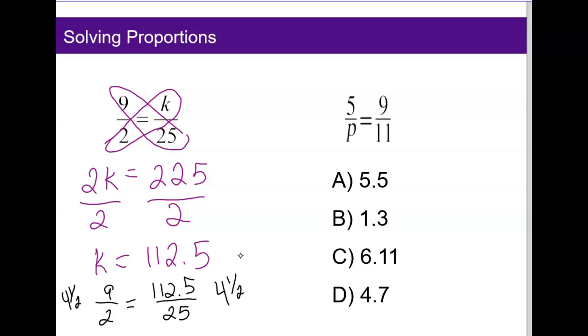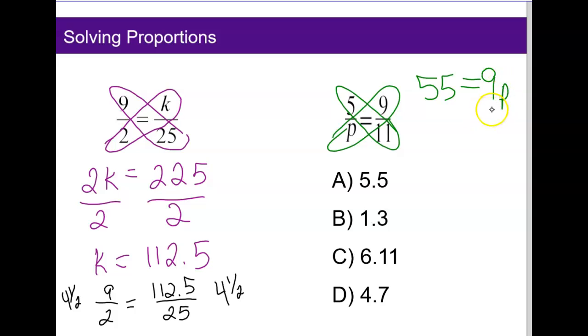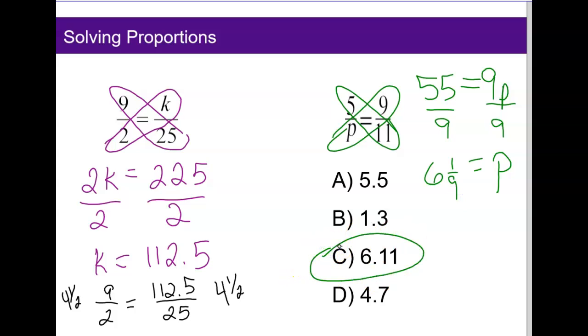All right, try to solve this next proportion. I'm going to use the cross products. 5 times 11 is 55, and that's going to be equal to p times 9. To isolate p, I'm going to divide both sides by 9. P is equal to 55 over 9. Well, I know 9 goes into 55 6 times with 1/9 left over. 1/9 is equal to 0.1 repeating, so 6.11, that's the rounded answer.